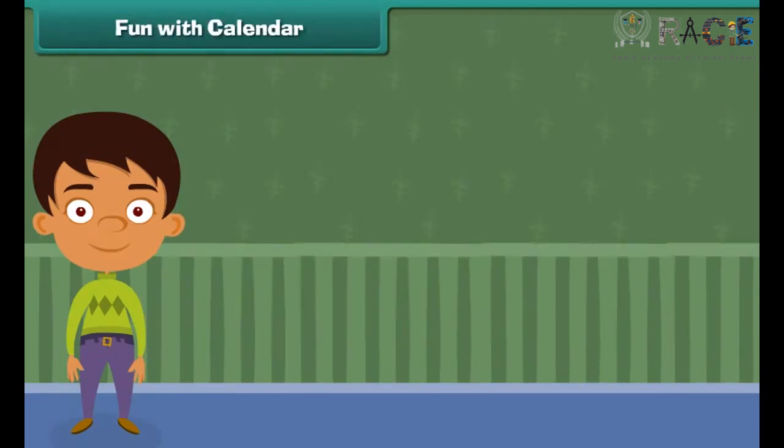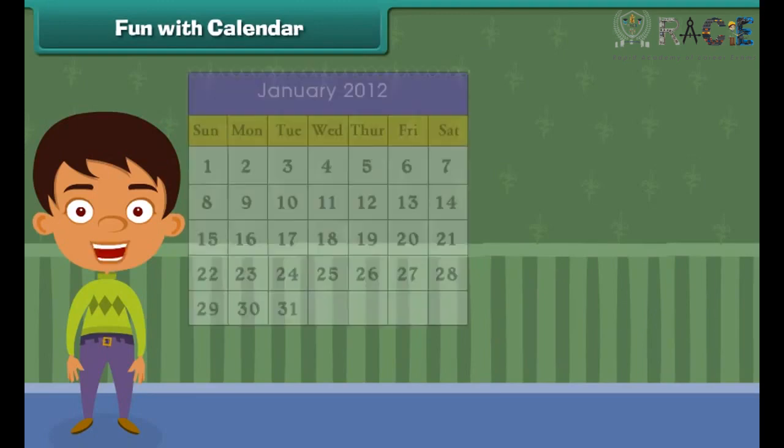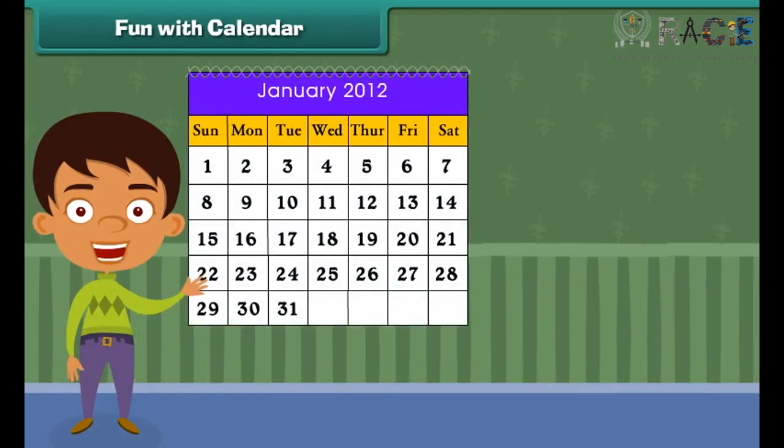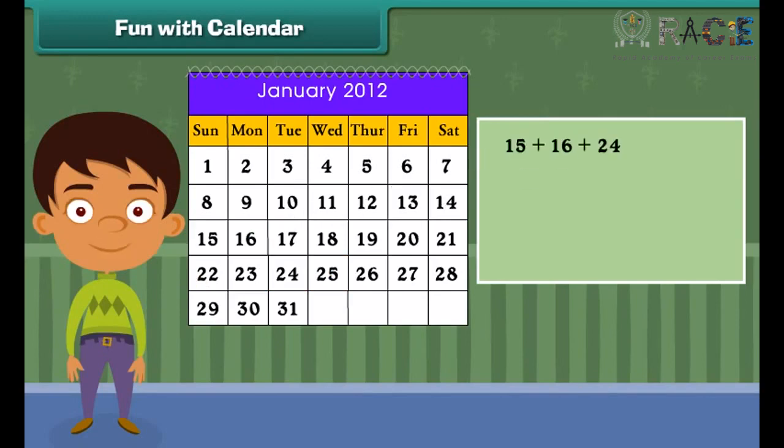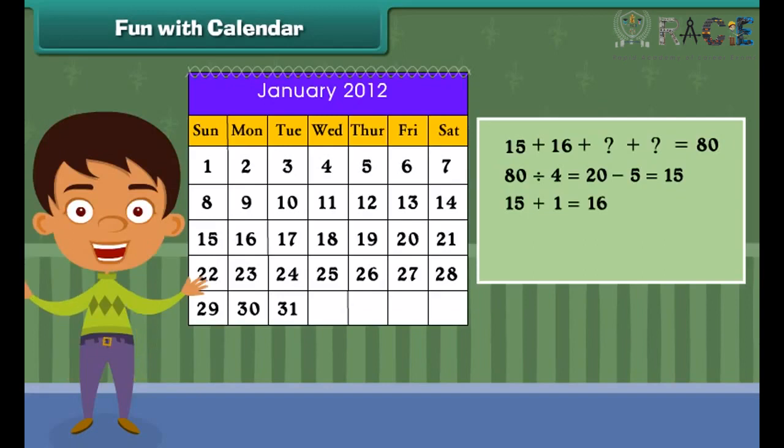Fun with calendar. Hey, let's do some more fun with calendars. Suppose your friend chooses 4 numbers in a month, say 15, 16, 24 and 25 and gives you the sum. Then how will you identify those 4 numbers when you only know the sum? Think. It's easy. The trick is to first divide the sum by 4 and then subtract 5. You will get the first number by 15. For other 3 numbers, add 1, 9 and 10 to the first number. You can also try with other numbers too.